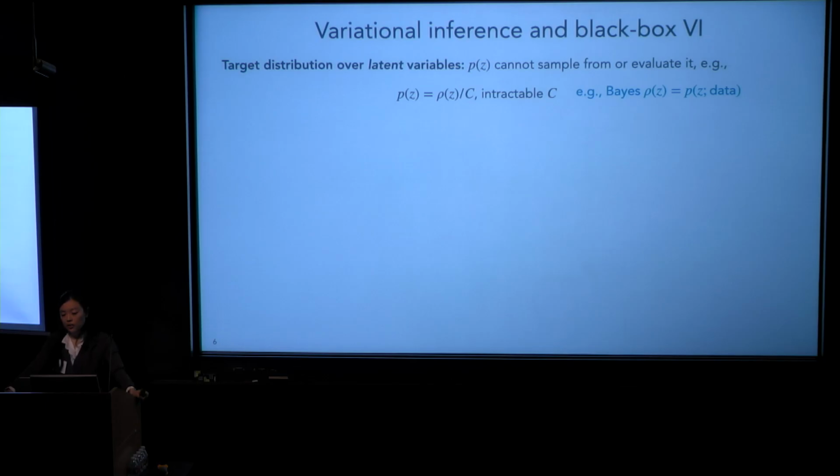OK, so in our problem, we're interested in approximating some target distribution over latent variables. I'm going to denote this by P of z. And we're going to assume that this is something that we can neither sample from nor evaluate. So oftentimes it has the following form, where you can write it as an unnormalized density rho of z, and then there's some intractable component c. For example, in the context of Bayesian inference, this rho of z often represents a joint distribution between your latent variables and your data.